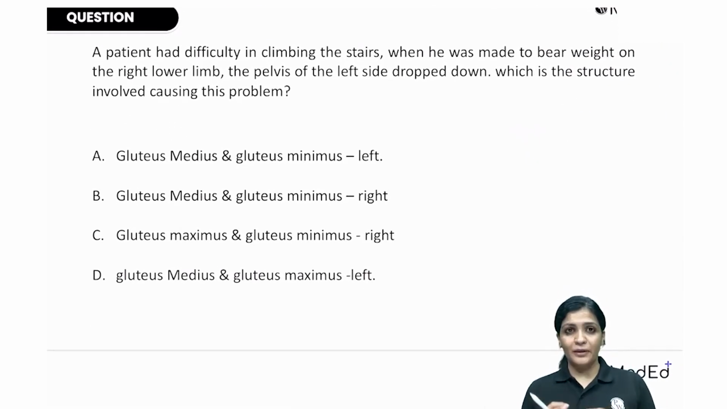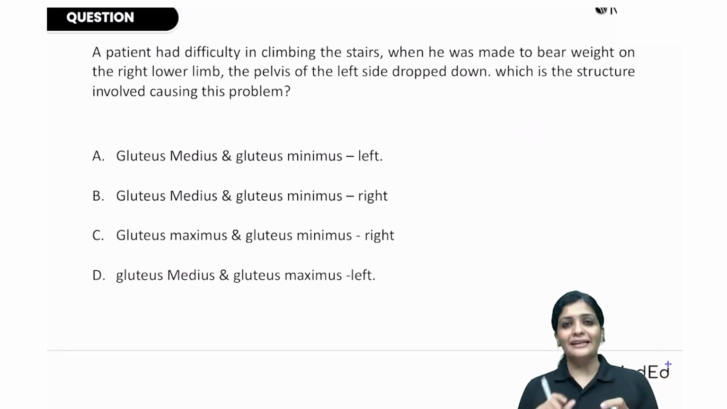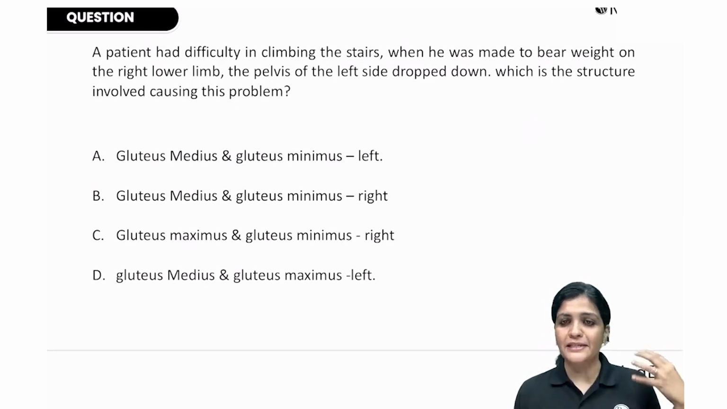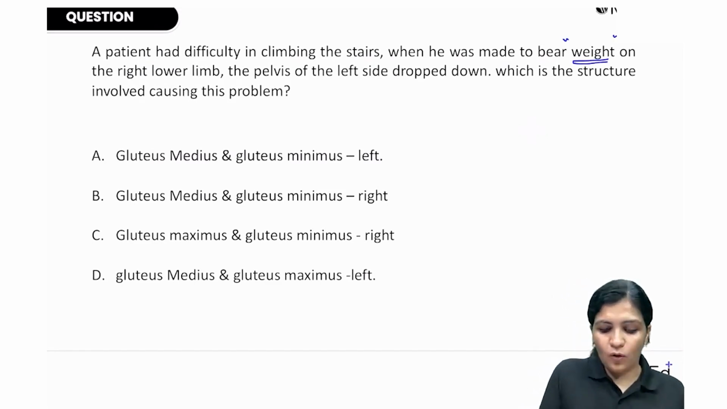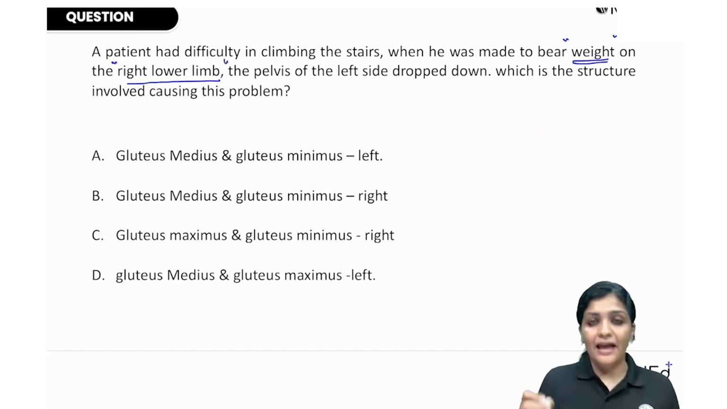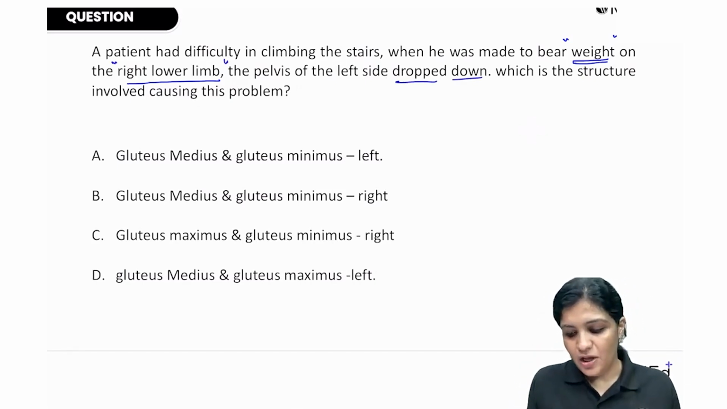This is a very important question, and even though it appears simple, it is an integration of anatomy with orthopedics. Let's read the question. The patient had difficulty in climbing the stairs, but in the OPD on clinical examination, he was made to bear weight on the right lower limb. Here they specifically mention bearing weight on one limb, that is on the right side. On doing so, the pelvis of the left side has dropped down. So this is the clue.